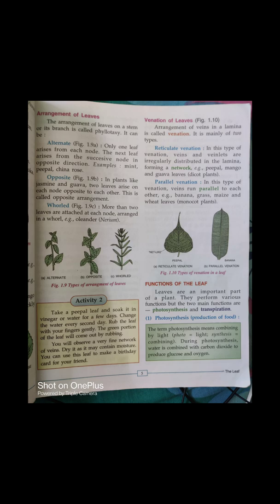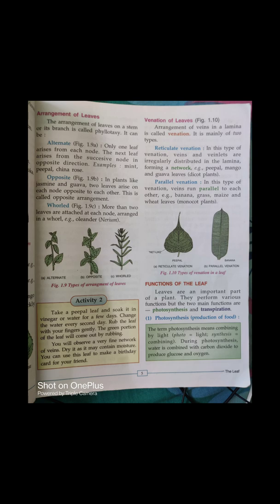Arrangement of leaves. The arrangement of leaves on the stem or its branch is called phyllotaxy. What is phyllotaxy? Phyllotaxy is the arrangement of leaves on a stem or its branch. It can be alternate, opposite, whorled. These are the 3 types.